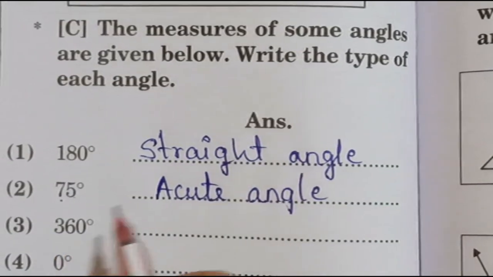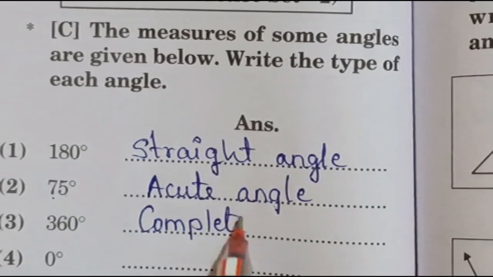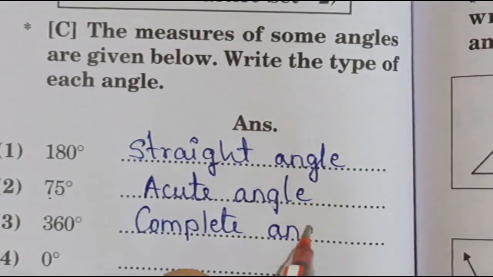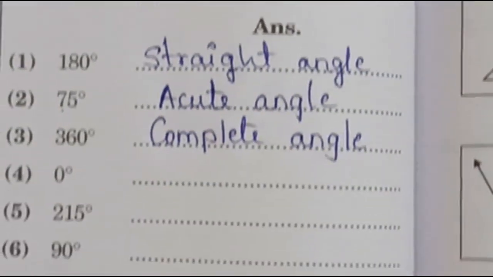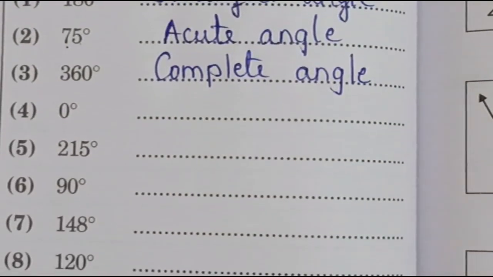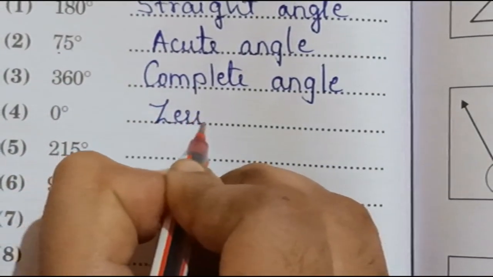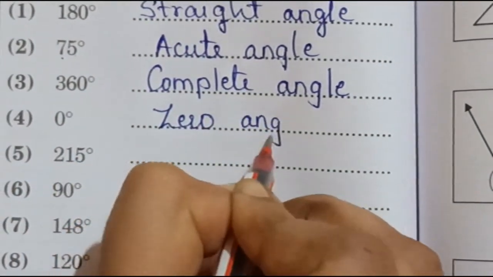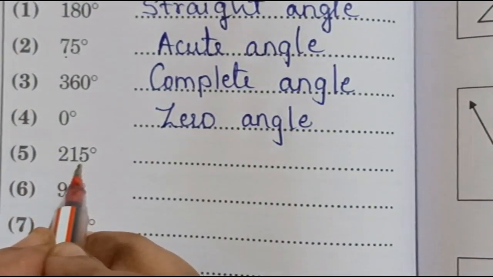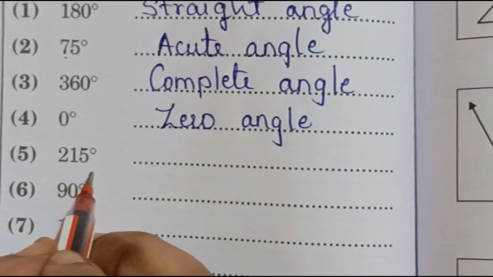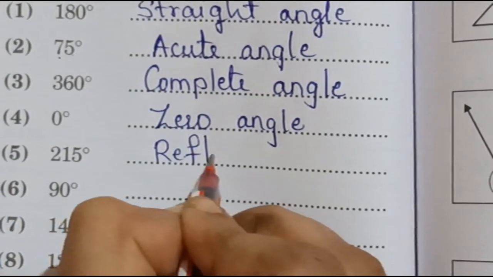Now 360 degree means complete angle. That is a full circle. So it is known as complete angle. Okay. Next is 0 degree, which means zero angle. Right. Next is 215 degrees. That is more than 180 degree and less than 360 degree. So it is known as reflex angle.